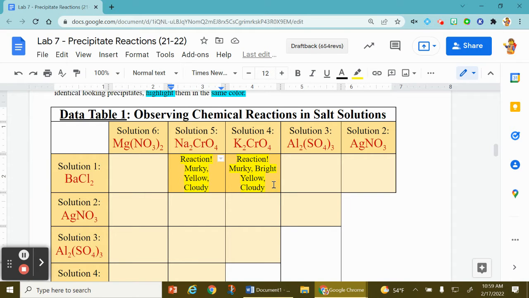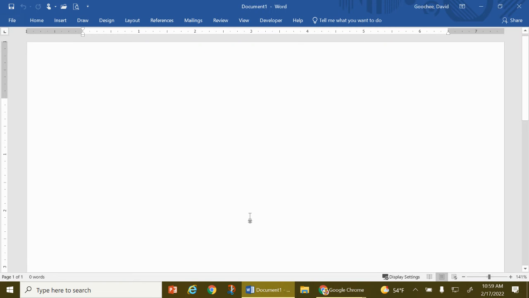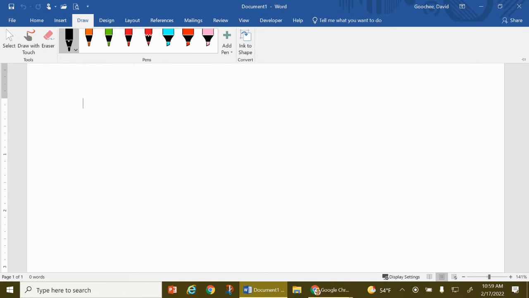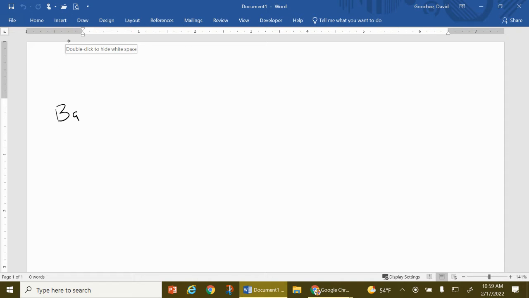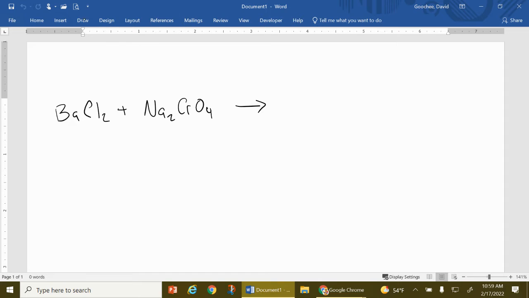And so the way I'm going to figure out what that precipitate is, I am going to figure out what these double replacement reactions are. I'm going to do my work on a separate sheet. So the first thing I'm going to do is figure out what is produced when I combine barium chloride and sodium chromate. And by the way, you will also submit work on a separate sheet. What do you produce? Well, you got to go through the double replacement reaction process.